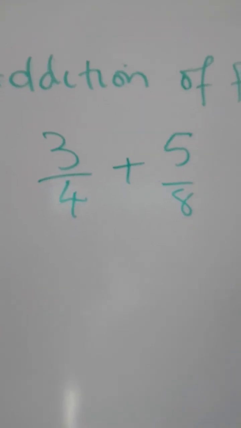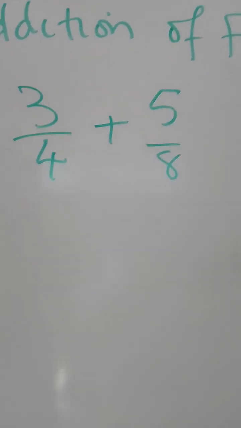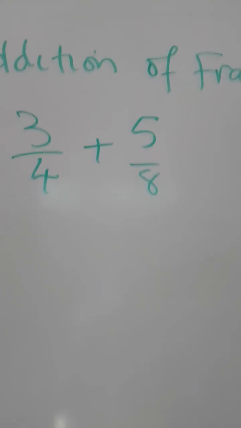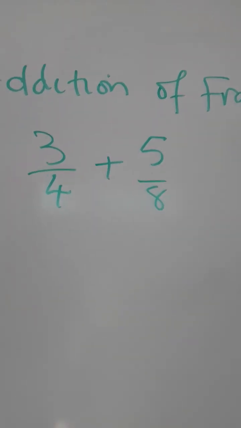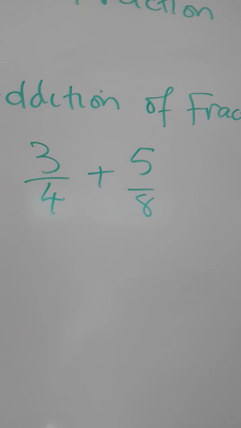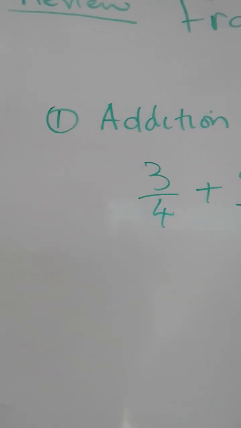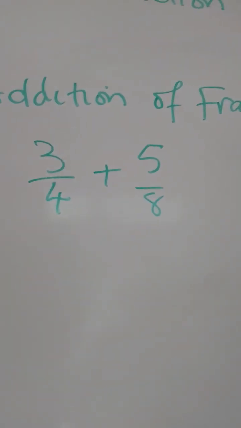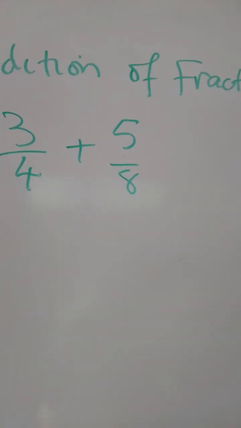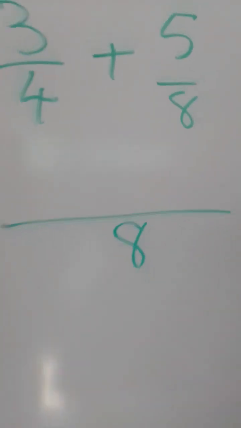Now, with my addition of fractions, I have 2 steps. The first one is where I give you something as simple as 3 over 4 plus 5 over 8. What did I give you just now? 3 over 4 plus 5 over 8. And in this case, all I have to do is find the LCM for 4 and 8. Now, what is the LCM for 4 and 8? 8. Good. Lowest common multiple for 4 and 8 is going to be 8.